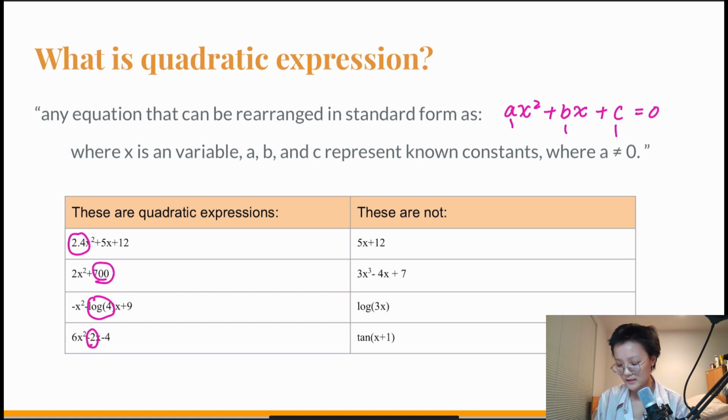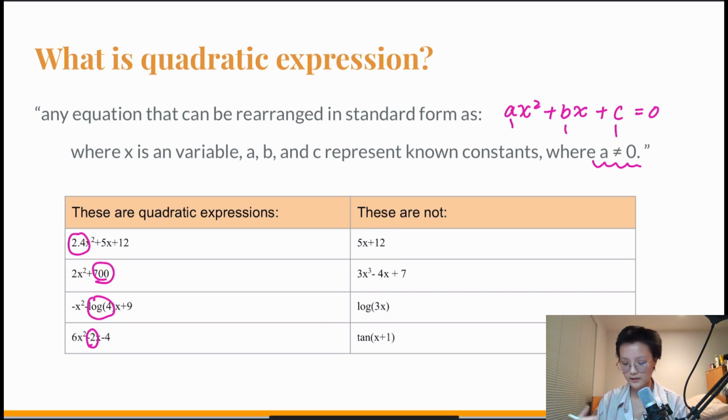But in the specific case of the quadratic equation, a cannot be 0 because, well, let's think. If a equals 0, we will completely miss this x squared term. So it will become a linear function, like 5x plus 12.